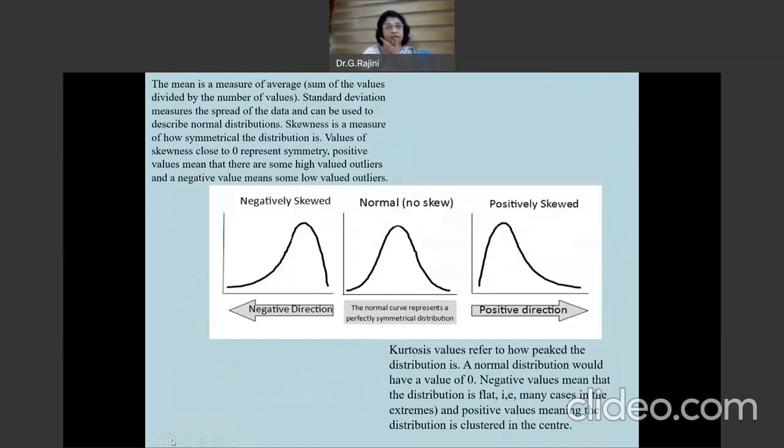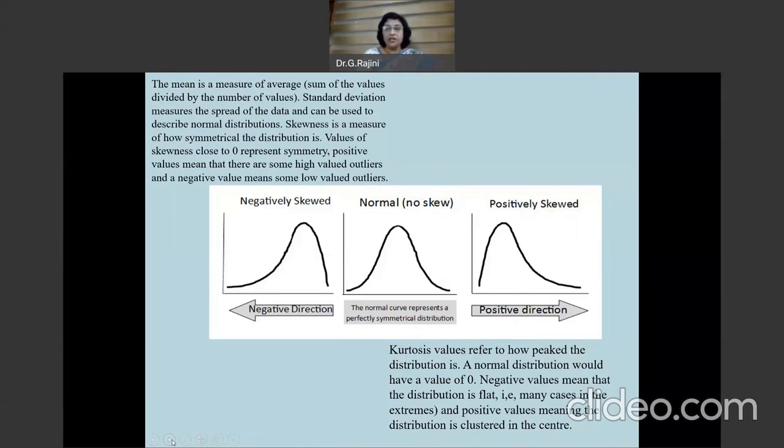We should find whether the data we have collected falls under a normal distribution curve. And we need to find out whether it is skewed towards the right or towards the left. So now what we do is, skewness is a measure of how symmetric the distribution is. The values of skewness close to 0 represent symmetric, whereas positive values indicate some high valued outliers and negative values mean low valued outliers.